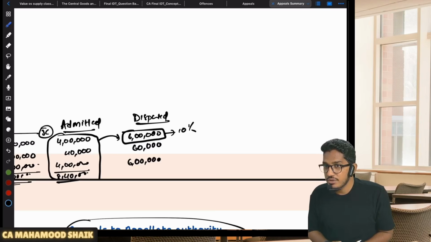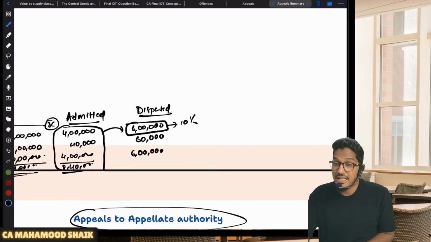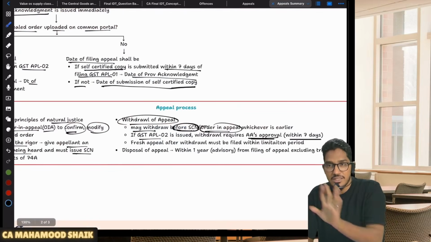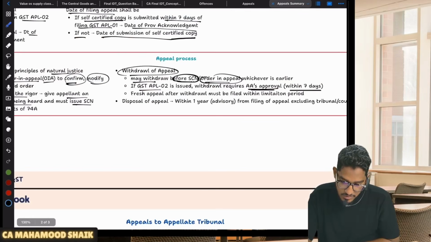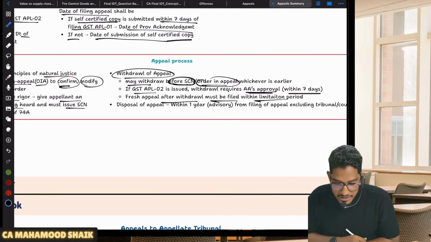So now what you will do, if the order is not passed, if the show cause notice is not issued, you will withdraw the existing appeal. Then you will file the fresh appeal. And that fresh appeal also should be filed within the time limit. You can make the fresh appeal only when it is within the time limit, that is 3 months or 6 months with 1 month condonation delay. So that's what they say here: fresh appeal after withdrawal must be filed within the limitation period.